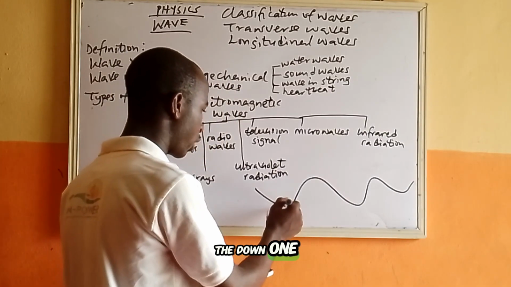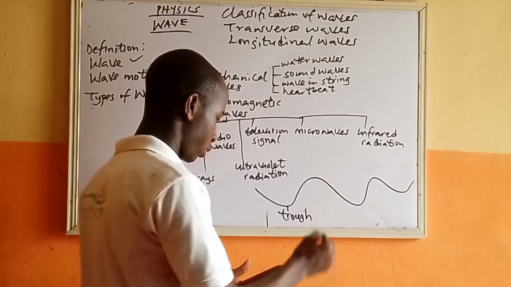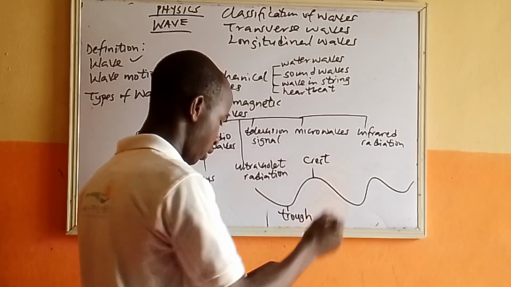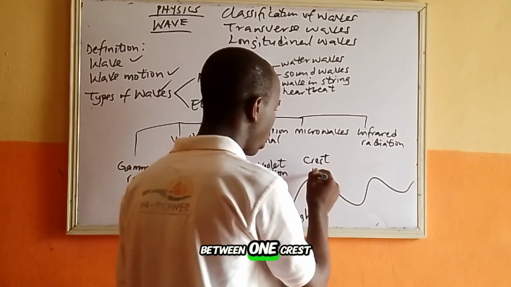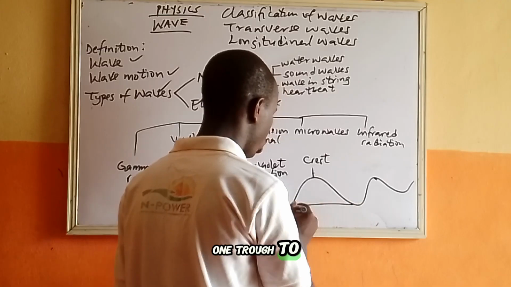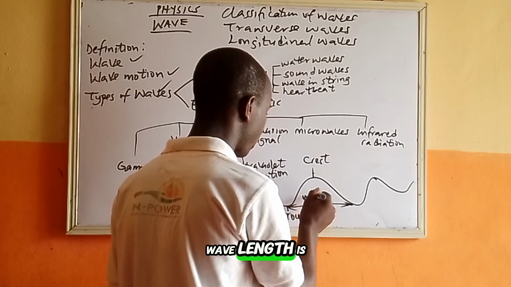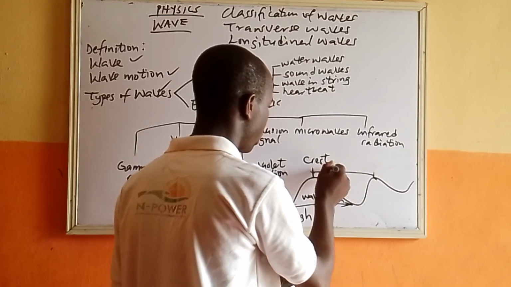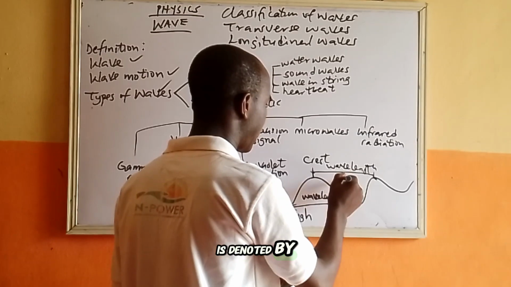The down one here is called the trough. The movement up is called the crest. The distance from one crest to another crest, or from one trough to another trough, is called wavelength. And wavelength is denoted by lambda.